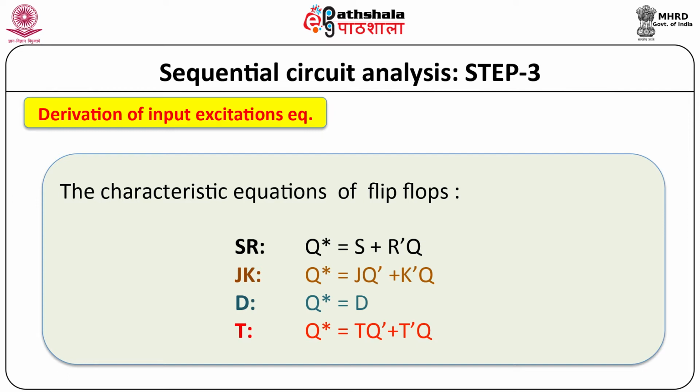Derivation of input excitation equations. Once different system variables are identified, the next step is to obtain input excitation equations. This requires identification of the flip flop types and then writing the characteristic equation as per the requirement of the circuit. There are 4 flip flops: SR, JK, D and T flip flop.